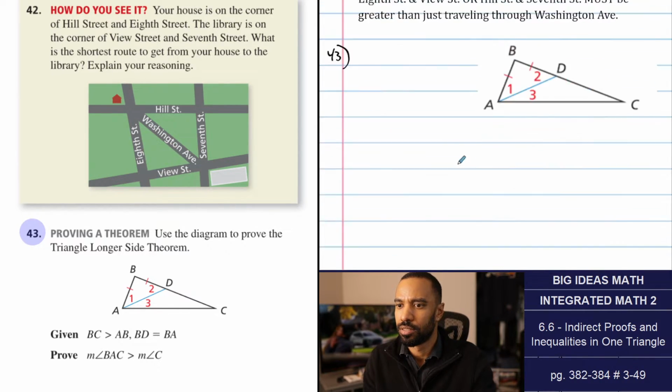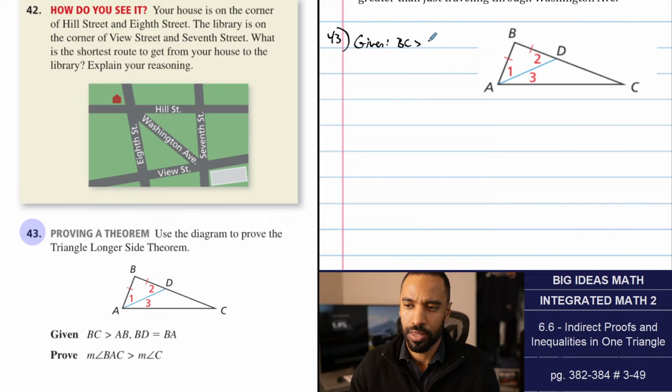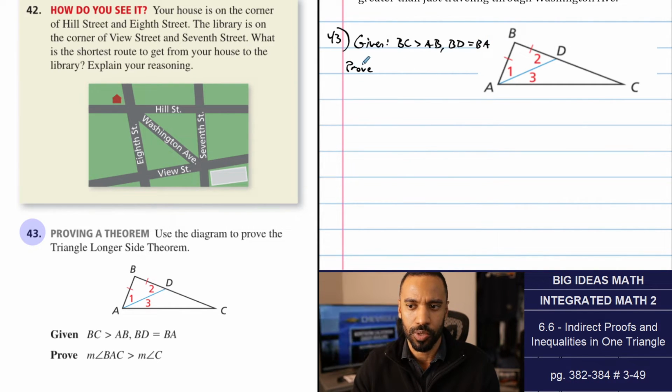Given BC is greater than AB, I don't know if I'm going to do too well on this one. BD is equal to BA. Now here's the thing. This is all math so far, unless we're doing triangle congruence proofs and CPCTC and stuff like that. Measure of angle BAC is greater than measure of angle C.